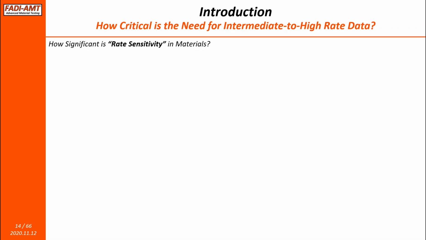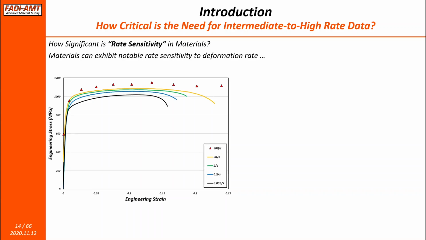So after we talked about how we need this data at intermediate and high speeds, the question that usually comes is, okay, how critical is it? I mean, how far off are we if we just use quasi-static data? And that invites a topic which we call rate sensitivity. How sensitive is a material to strain rate or deformation rate? And the answer is complex, but I chose a couple of examples to try to answer this question.